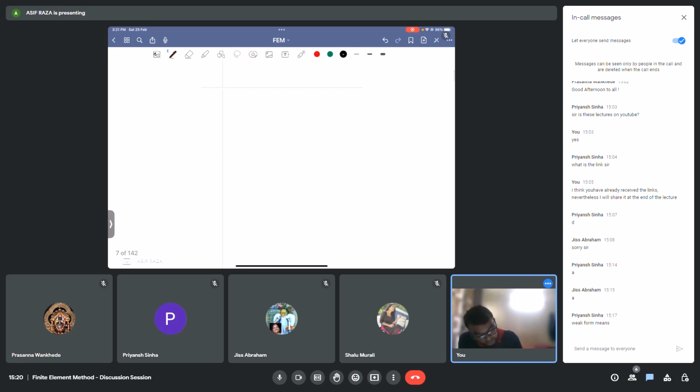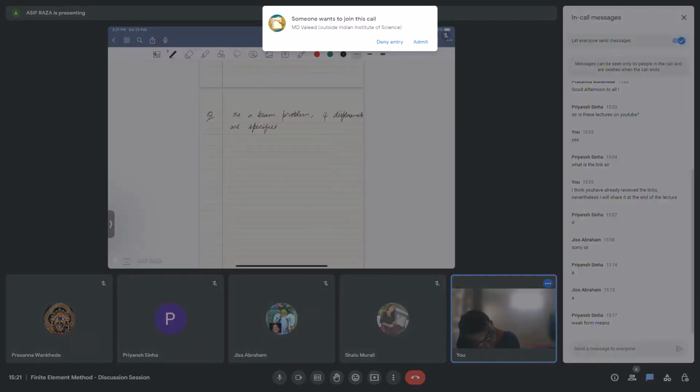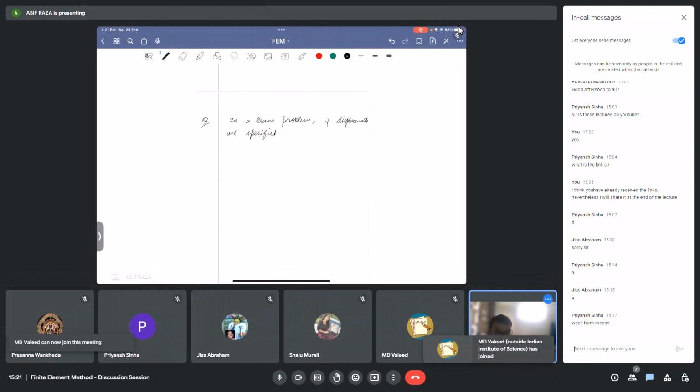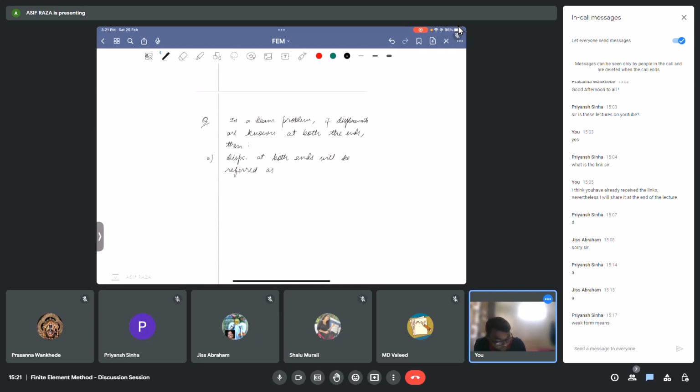Quite a basic question. So in a beam problem, if displacements are specified at both the ends, or I should say if the displacements are known at both the ends, then the options are: option A, displacements at both ends will be referred to as natural boundary condition.